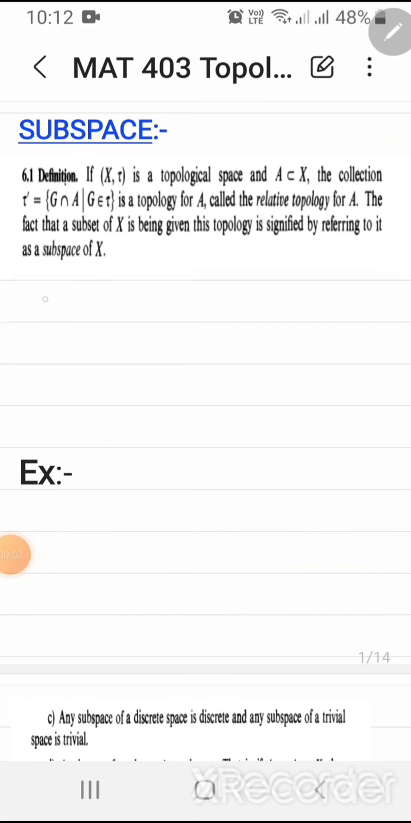Subspace. In topology, first we start Unit 3. That is, the first definition is subspace.